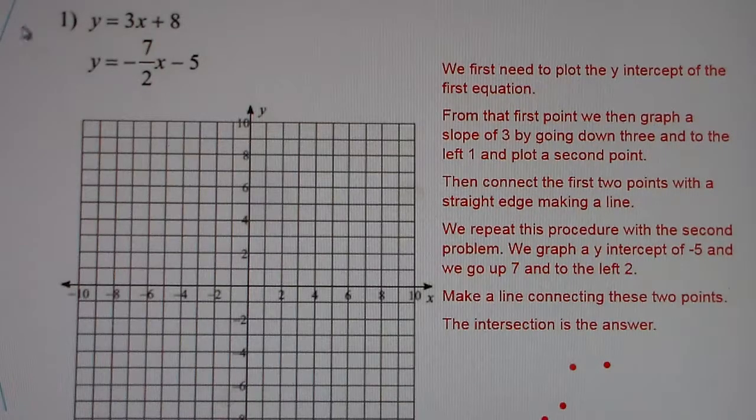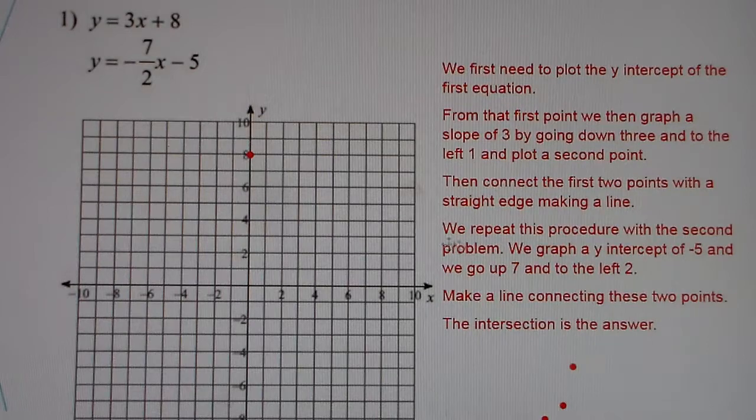So let's look at problem number 1 here. Number 1 says y equals 3x plus 8 and y equals negative 7/2 x plus negative 5. What we first need to plot is the y-intercept of each equation. First we'll just do the first equation. We first need to plot the y-intercept of the first equation. So in y equals 3x plus 8, the plus 8 is your y-intercept. So we're going to plot a coordinate at 8, as we see here just in red. A little red dot I made.